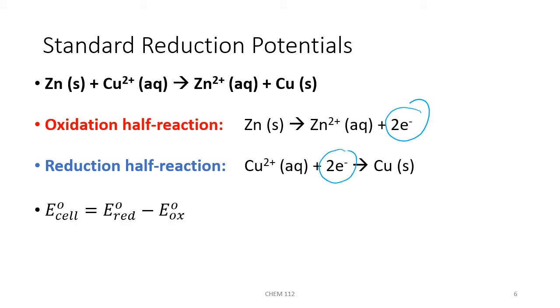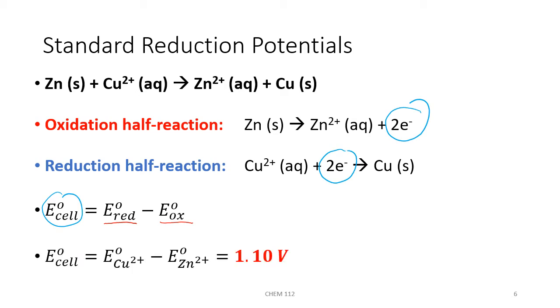And if we wanted to calculate the standard cell potential, or E cell, for this reaction, we could look up a value for the standard reduction potential for our reduction half reaction, or the copper in other words, and we could look up a value for the standard reduction potential for the oxidation half reaction, which was our zinc one. And if we know those two numbers, which we'll look at where they come from in a second, we can get at our E cell.